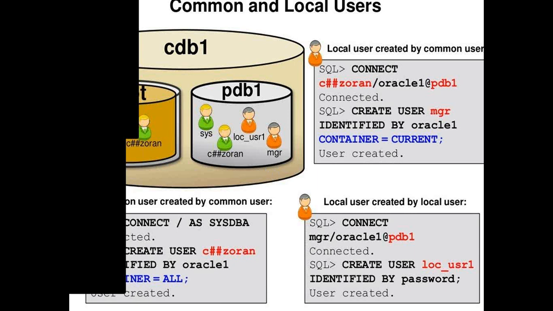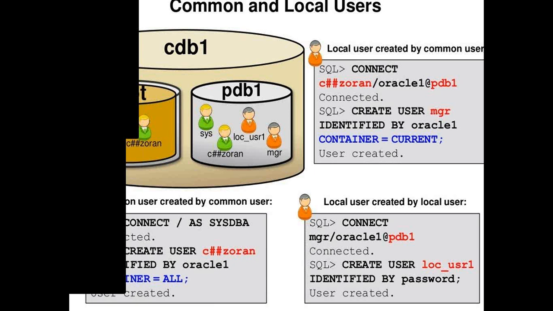So guys, a local user can connect to his own pluggable database with the help of a connection string only. C##Zoran is a common user which has been created inside the main container database, and this user can connect to the pluggable database. This is the command you can see in the second window: connect C##Zoran/oracle1@pdb1, which is the connection string and which must be specified inside tnsnames.ora.